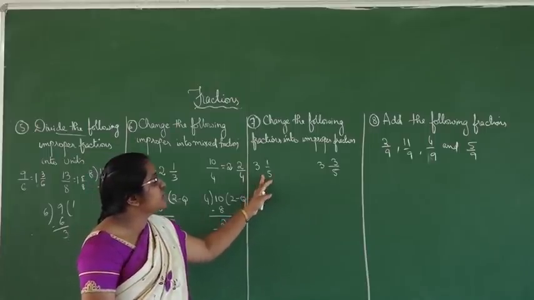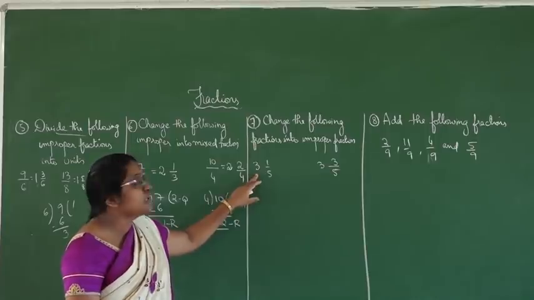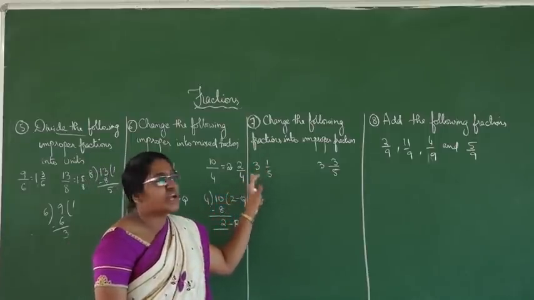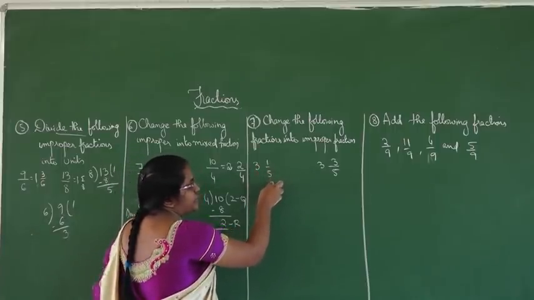See here, what is given? A mixed fraction is given, because it contains a whole number part and also a fractional part. Now we convert this mixed fraction into an improper fraction, that is 3 1 by 5.